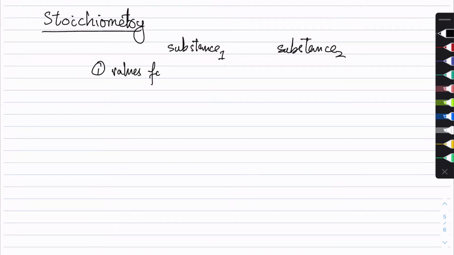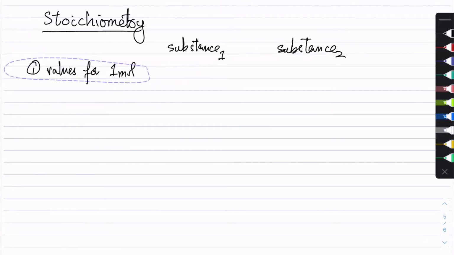तो पहली बात तो ये कि हमारे पास हमेशा एक सब्सटेंस होगा और उसकी वैल्यू मांगेगा, और एक दूसरा सब्सटेंस होगा and they will ask you of the value of that one. It will always be like this. Then in the first line, you have to write values for 1 mole. Okay, that's what you have to do for the first line.